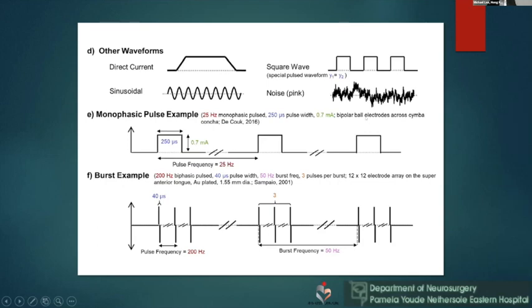Maybe this time you use ball electrodes across which type of tissue. So this is how we usually report our stimulation. It's quite complicated, but quite precise so that others can follow and replicate your result. If you are talking about burst, then you have to name the burst frequency, how many pulses per burst. And this time they use the electrode array on the superior anterior tongue. Okay, it's gold plated, and the plate diameter.